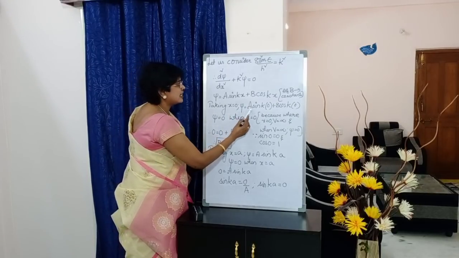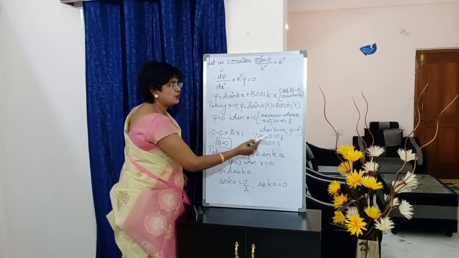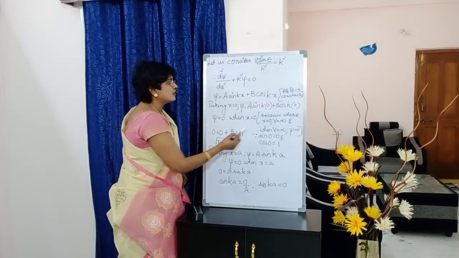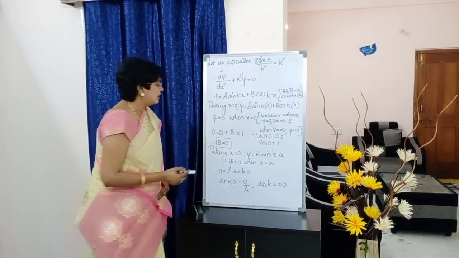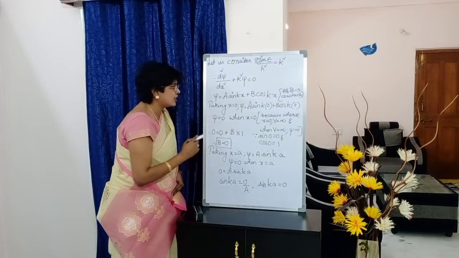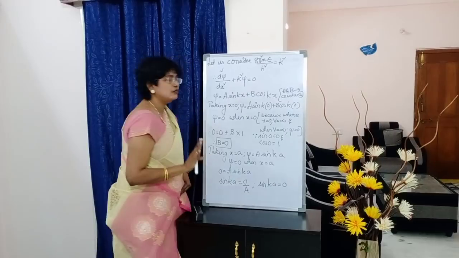A sin k into 0 value is 0. Why? Because sin 0 value is 0, plus cos 0 value is 1. Hence B into 1, B. Therefore, B value is equal to 0. Now, this portion is now 0.